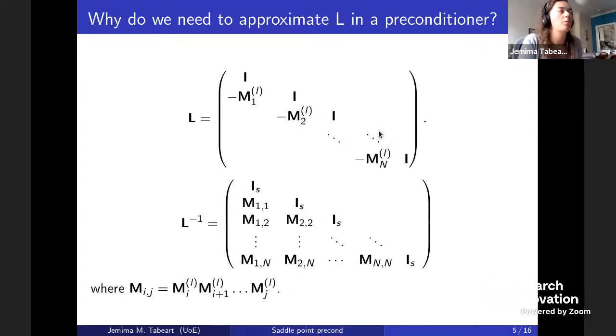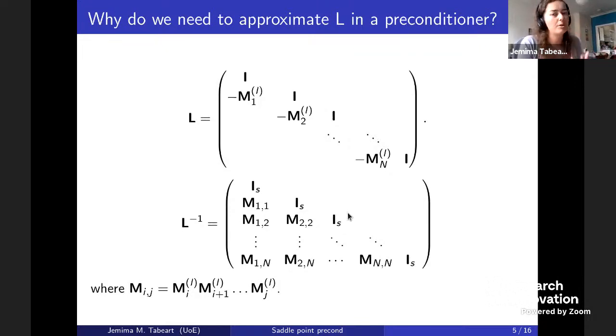So to start with, why do we need to approximate L? Can't we just use the exact inverse? I have my L matrix here. We can see it has a lot of scope for parallelization. However, when I invert, I fill in this lower triangular matrix. And what's worse, I fill it in with matrices that have lots of products of different linearizations of my model matrices. So this is not parallelizable, and if I use this, I've ruined all the nice structure that I had before.